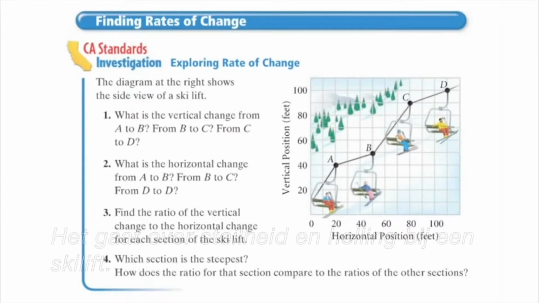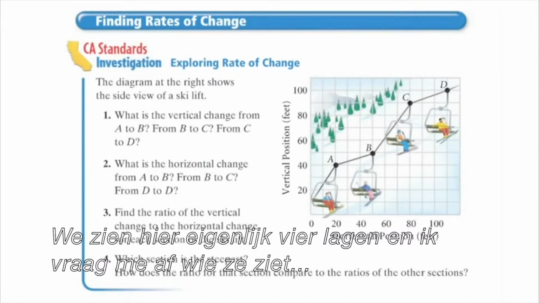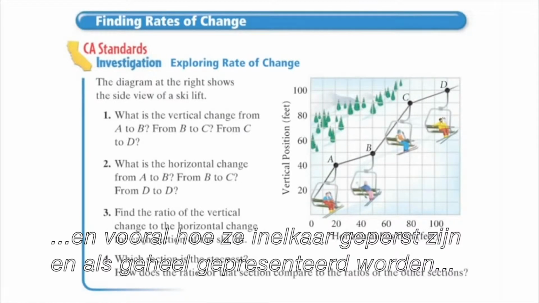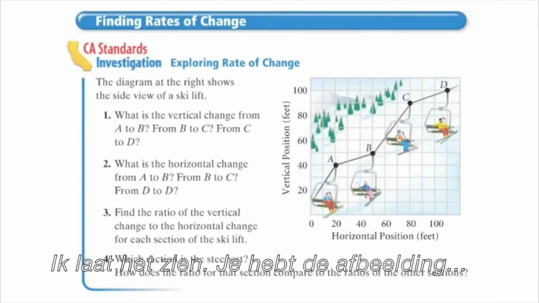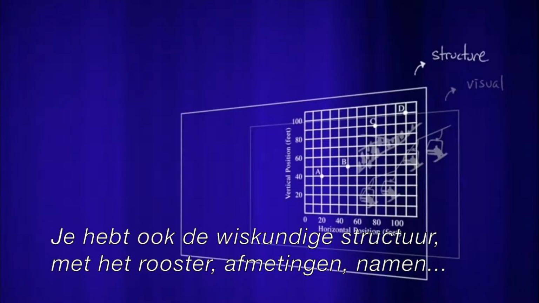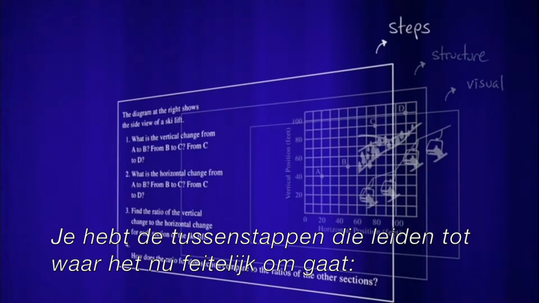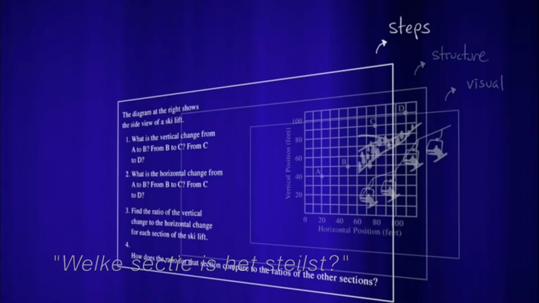I like this. It's about defining steepness and slope using a ski lift. But what you have here is actually 4 separate layers. And I'm curious which of you can see the 4 separate layers, and particularly how when they're compressed together and presented to the student all at once, how that creates this impatient problem solving. I'll define them here. You have the visual, okay? You also have the mathematical structure, talking about grids, measurements, labels, points, axes, that sort of thing. You have sub-steps, which all lead to what we really want to talk about, which section is the steepest.